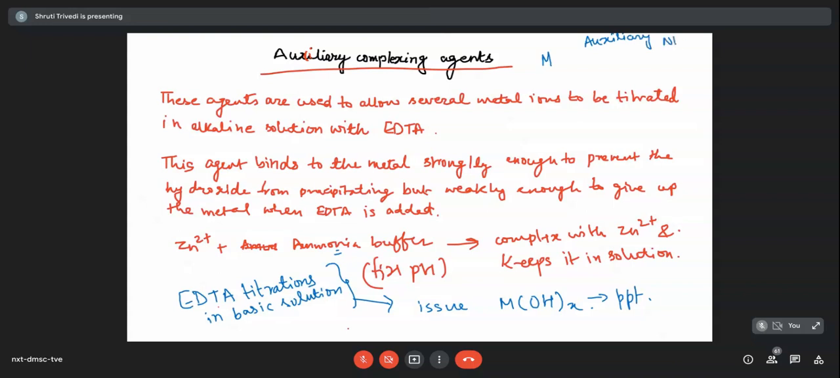For example, ammonia is here, and here you have EDTA. So you know that this metal is going to make a bond with both of them.